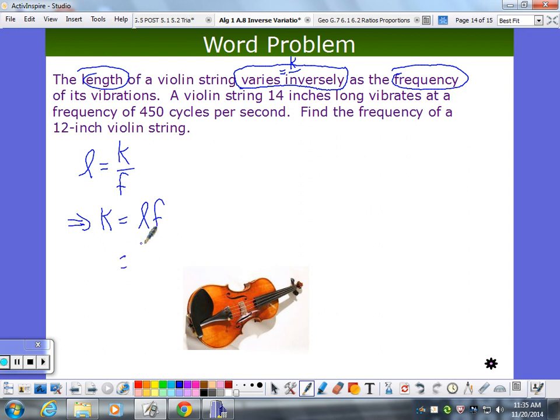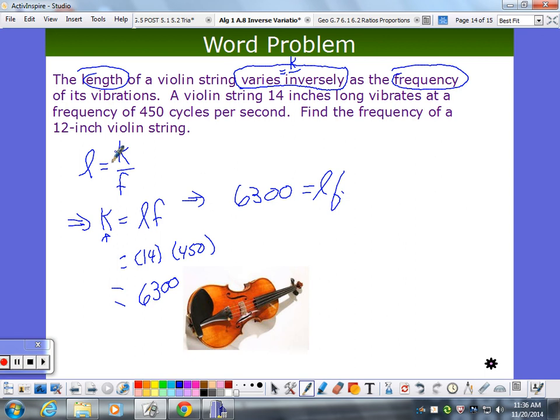They're going to give you one. If it's 14 inches long, that's your length, the frequency is 450 cycles per second. 14 times 450, 6,300. So I'm going to replace the K now. 6,300 is your length times frequency. Now you're right, I could have put it the other way, but it will be easier doing it this way. You're going to have to trust me on that, because they're either going to give you a length or a frequency. Let's see what they give you.